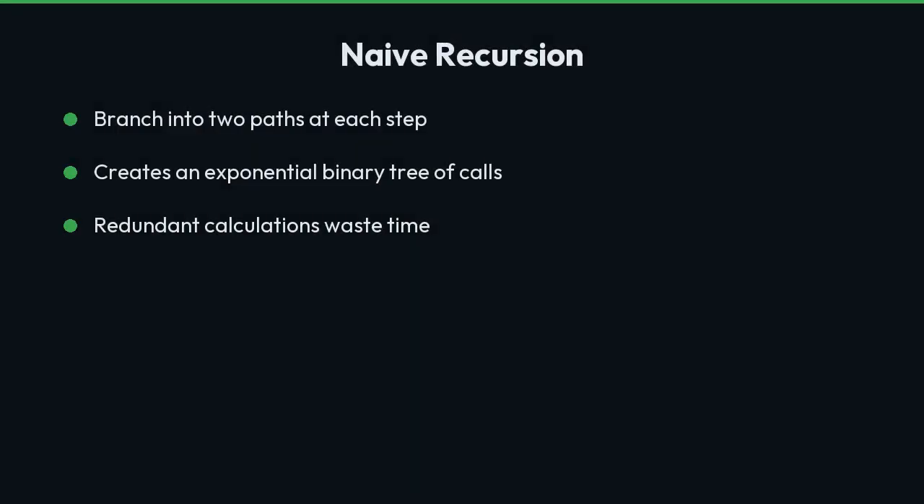A naive approach would be to use recursion, branching at every step into 2 new paths. This creates a binary tree of calls that grows exponentially with n. You will recalculate the same subproblems over and over again, wasting precious time on redundant work.